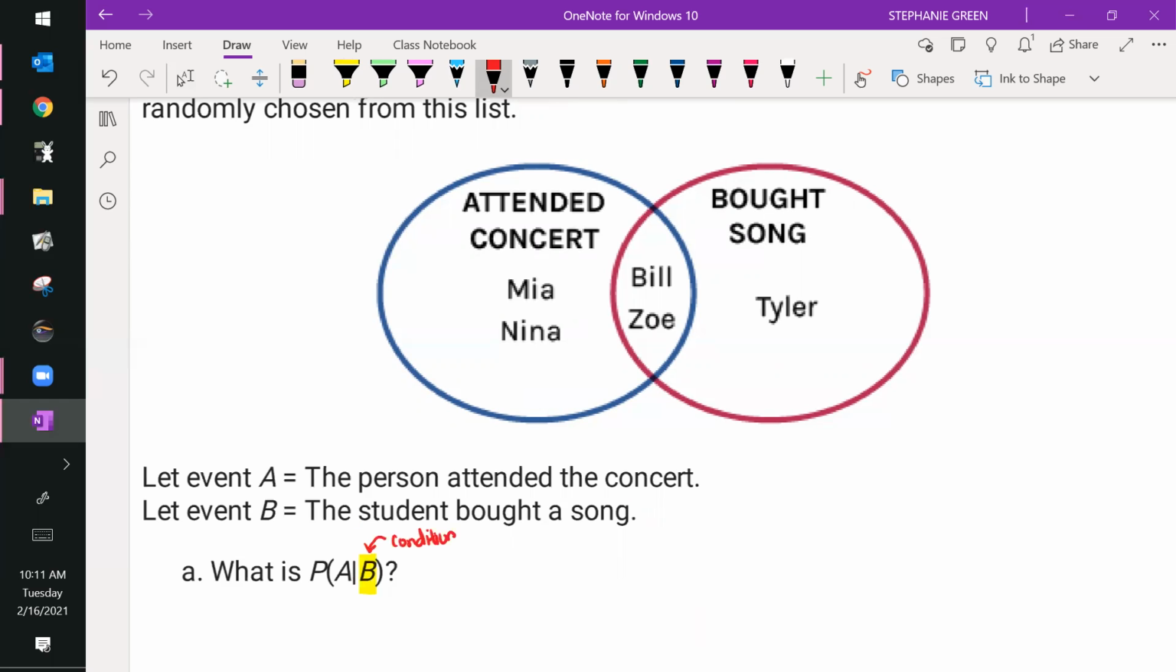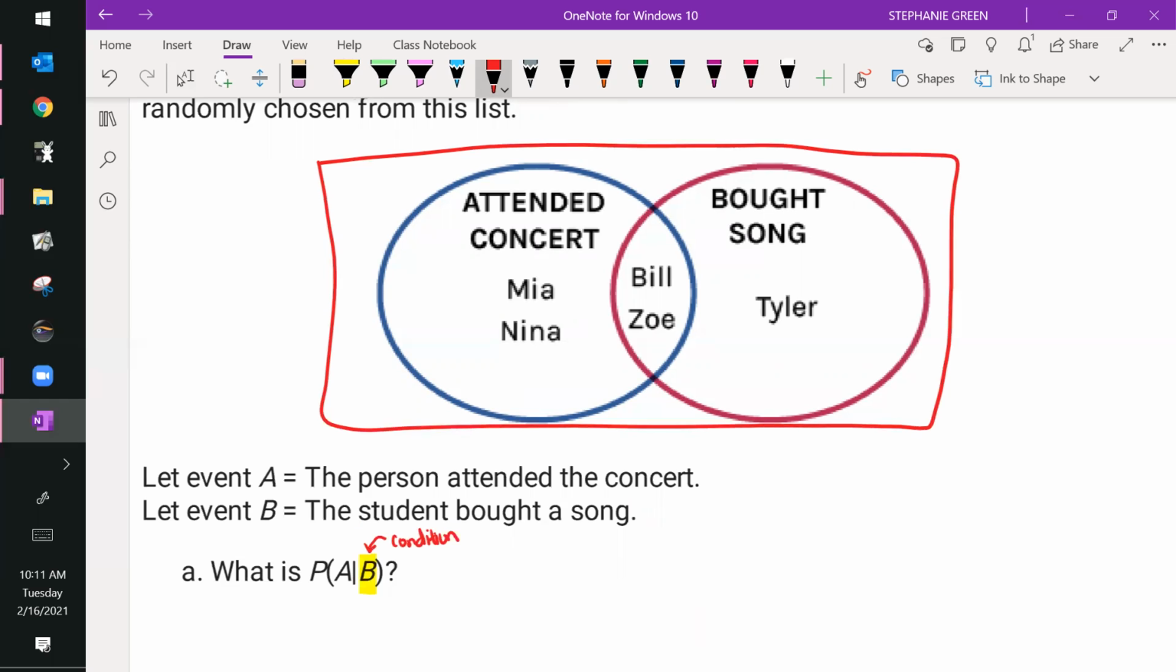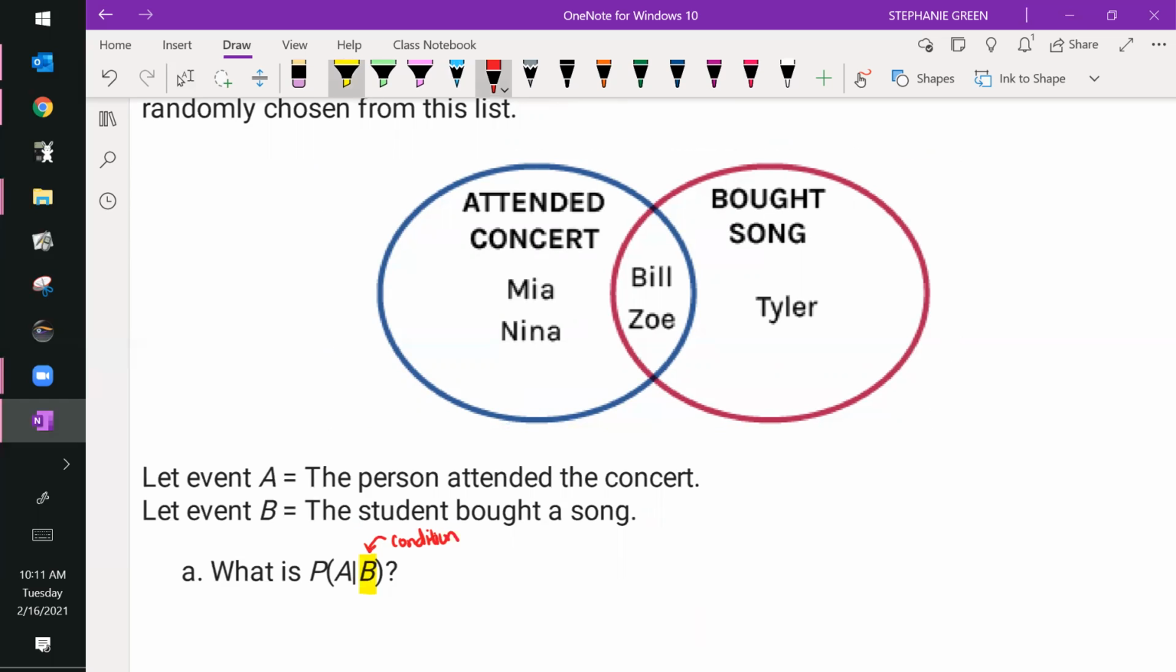That means instead of looking at all of the outcomes in the sample space, we're only going to look at the outcomes within the given condition, B, the person bought the song. So instead of my total number of outcomes being 5 people, we're only going to look at these 3 people. That also means the denominator of my probability equation is going to be the size of the event B, not the size of the sample space.